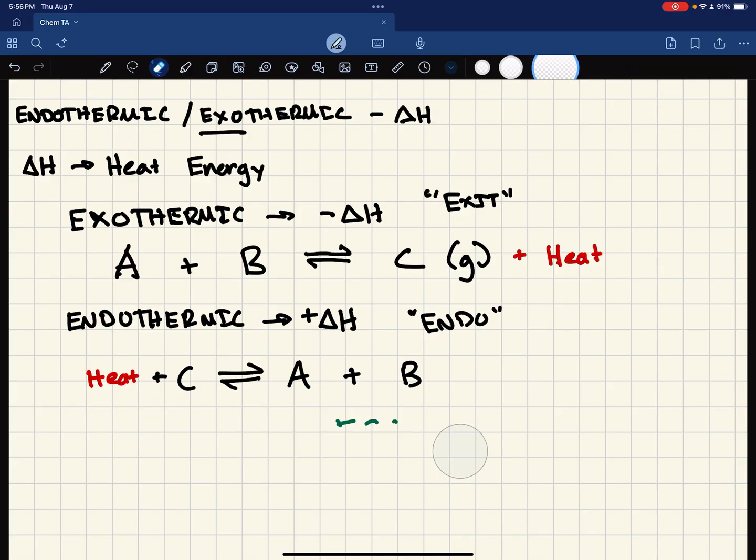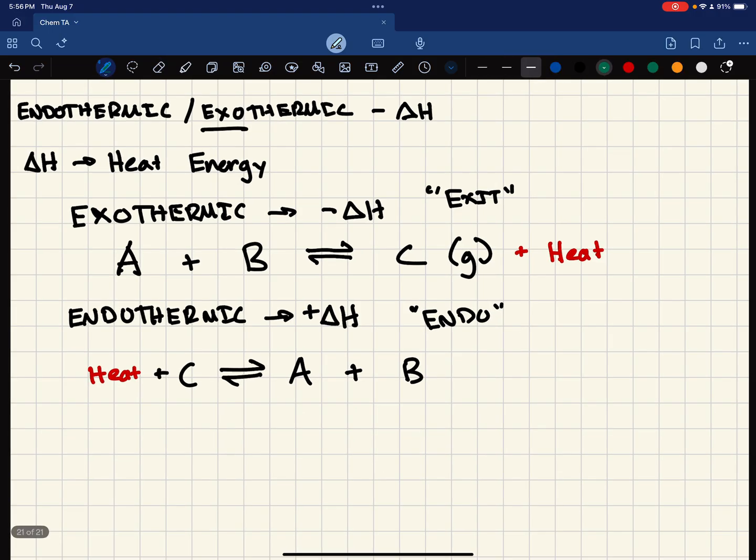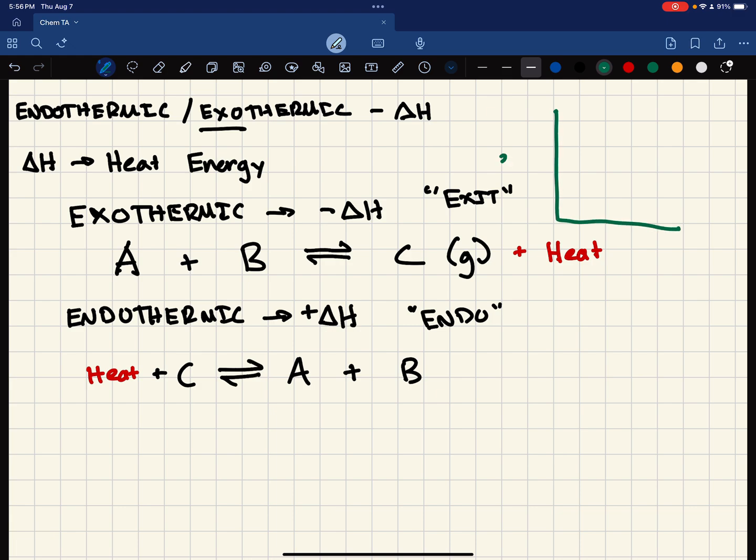Okay. If I drew this like a graph, this can help you kind of visualize this. An exothermic reaction, let's say this is energy, or I'll just say H, our heat energy, and then this is time.